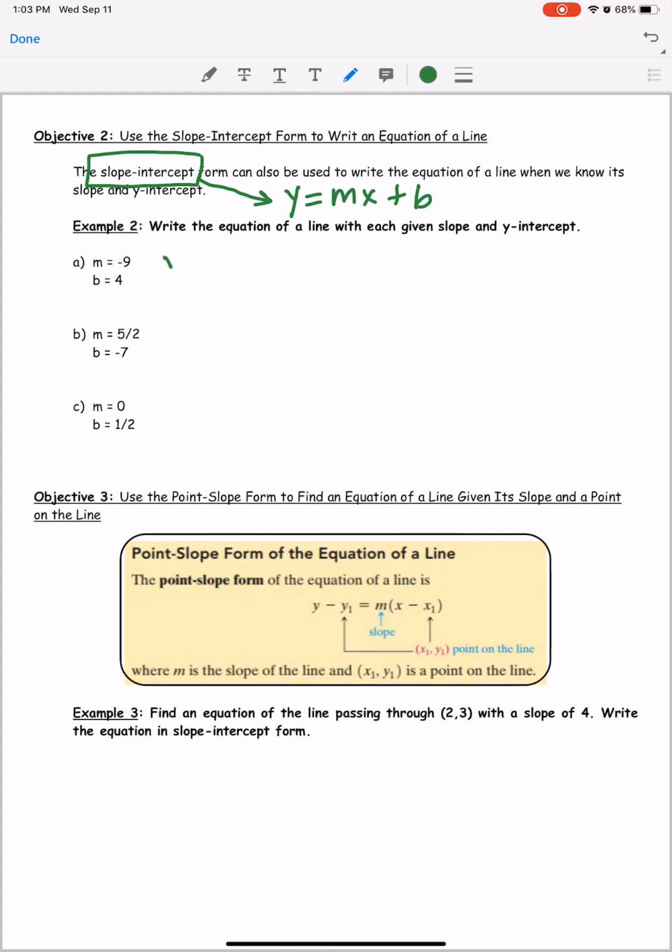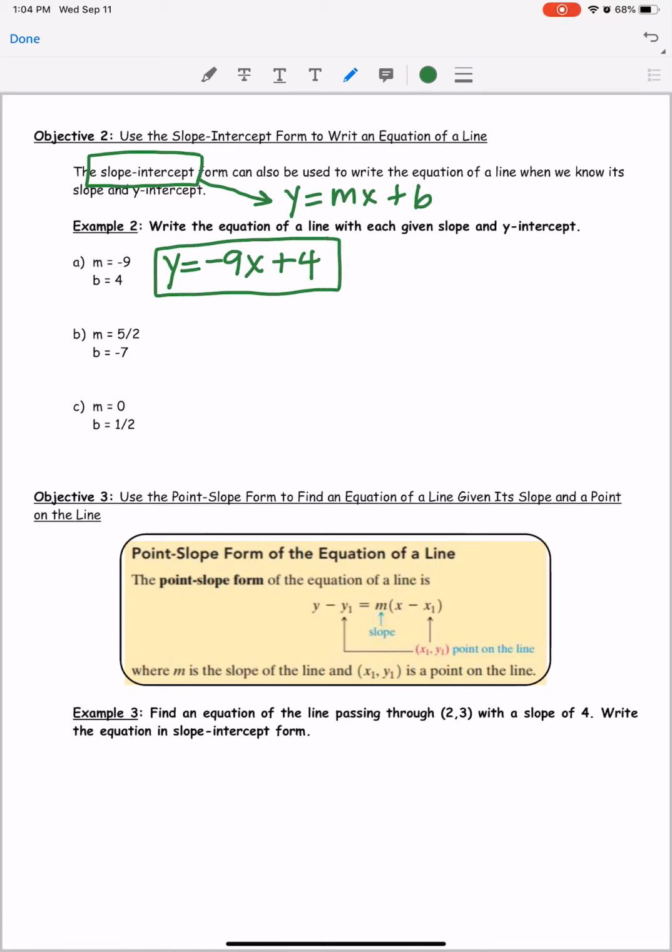So in this first one, we've got y equals m. My m is negative 9. So negative 9x plus b. My b is 4. So plus 4. That's it.